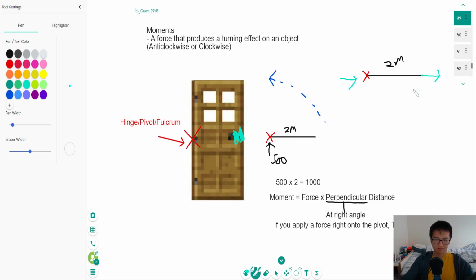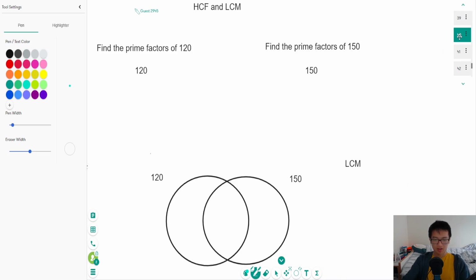So it's 0 degrees, and it's not the perpendicular distance, so that will make our perpendicular distance 0 again. So therefore, once again, the moment is going to be 0. And this is the basics of how to calculate a moment.